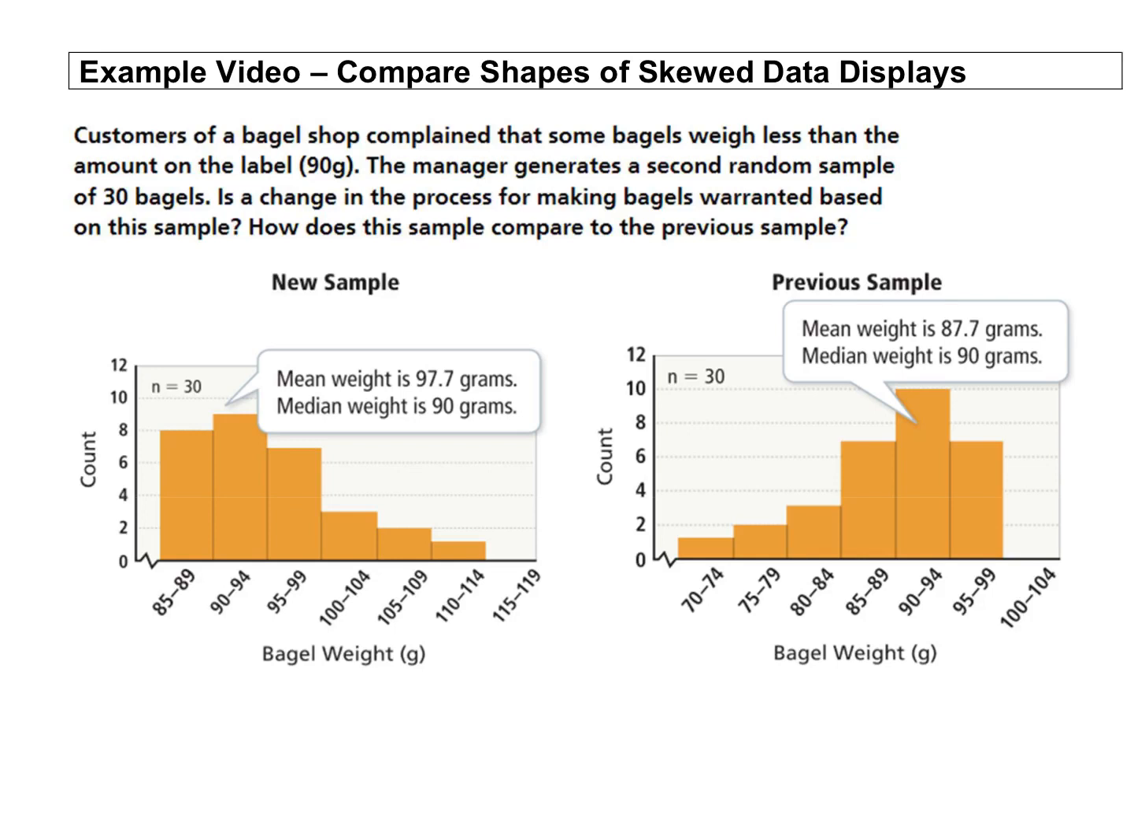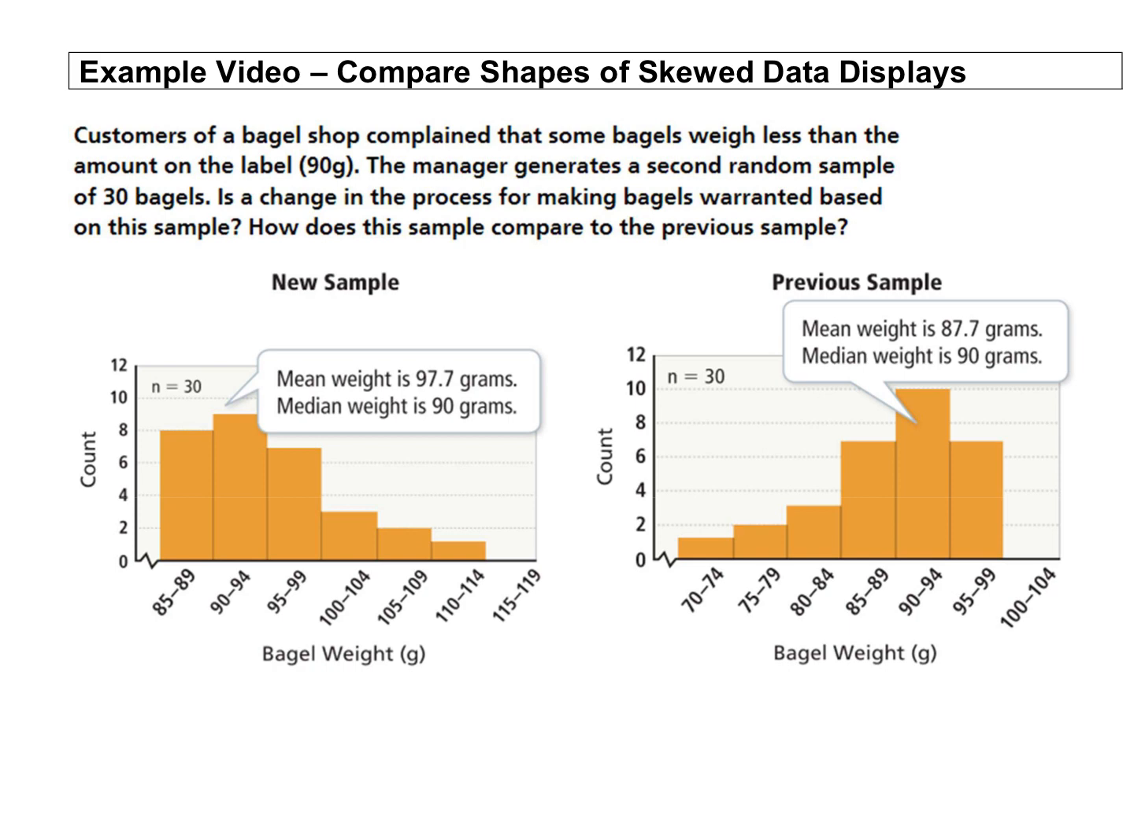All right, we're going to compare shapes of skewed data displays in this example. So it's the same thing going on. Customers of a bagel shop complain that some bagels weigh less than the amount on the label. The manager generates a second random sample of 30 bagels. Is a change in the process for making bagels warranted based on the sample? How did this sample compare to the previous sample?